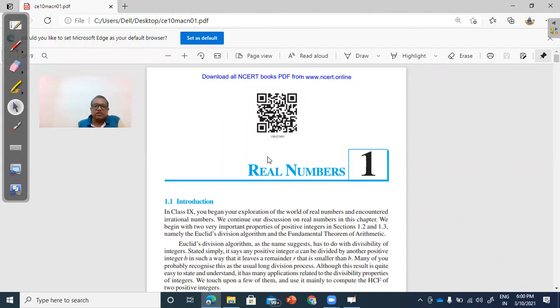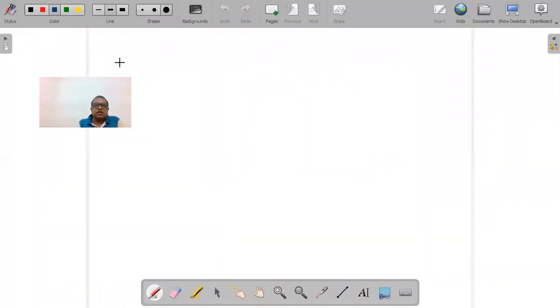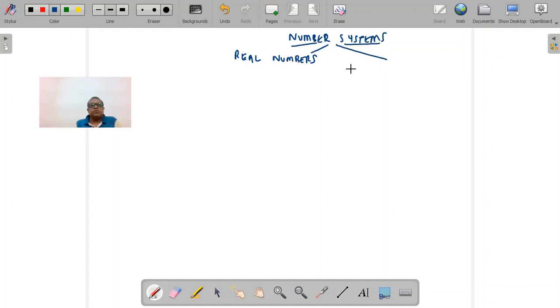So first of all, if you look at the chapter here, real numbers, I'll introduce the chapter by explaining what real numbers are and how they are different from unreal numbers. Last year in class 9 you did this: your number system is divided into two basic parts, real numbers and unreal numbers. This chapter is specifically dealing with real numbers.